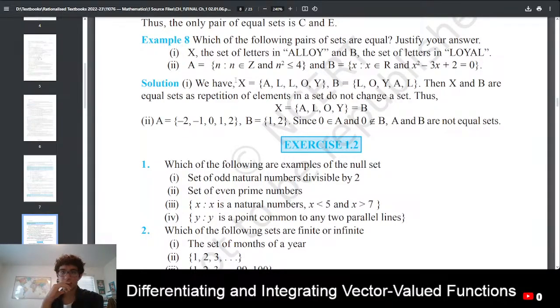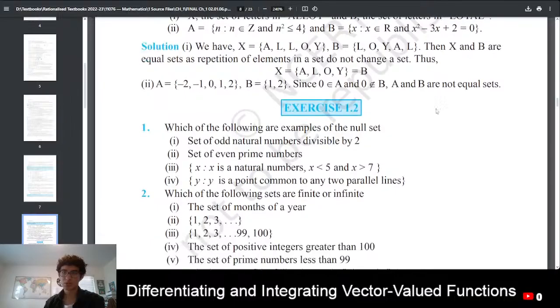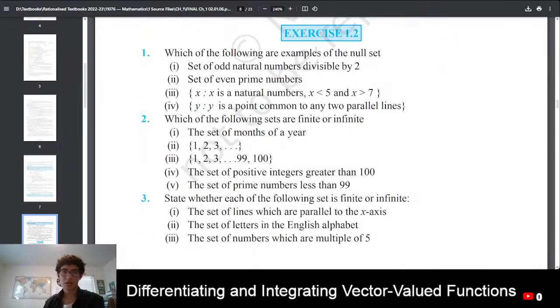The second one, n squared is less than 4. So that would be what? -2, -1, 0, 1, 2. And what about the second one? This would just be 1 and 2. So they're not really the same thing. Yeah, they're not the same set.